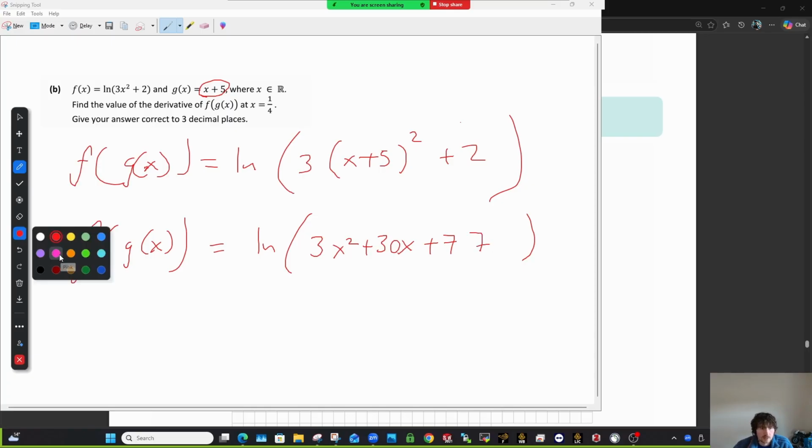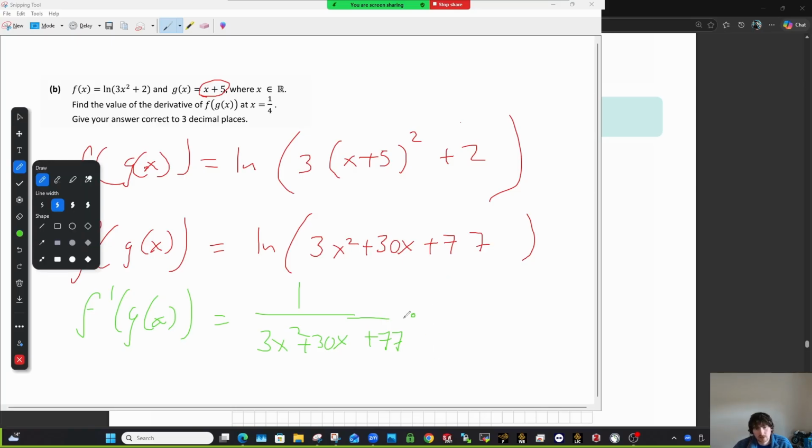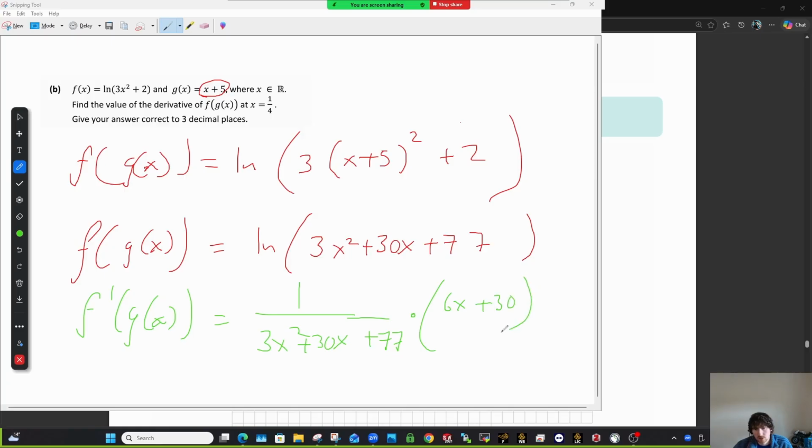Right, so we've got to take a derivative of that. The way you take a derivative, it's easy. When you're taking a derivative of an ln like this, it's just as simple as 1 over whatever is in there. Simple as that. And you just multiply it by the derivative of what's in there. And the derivative of what's in there is 6x plus 30.